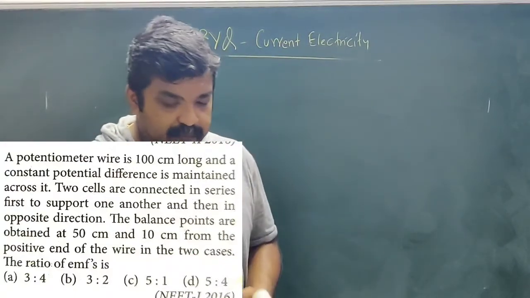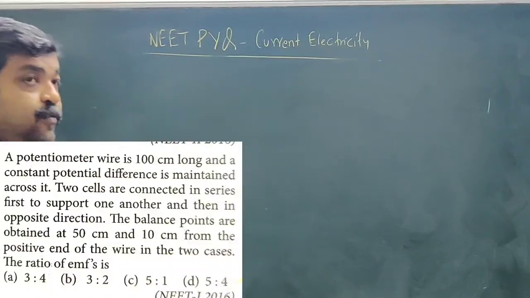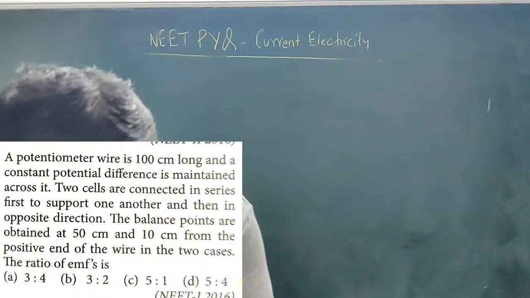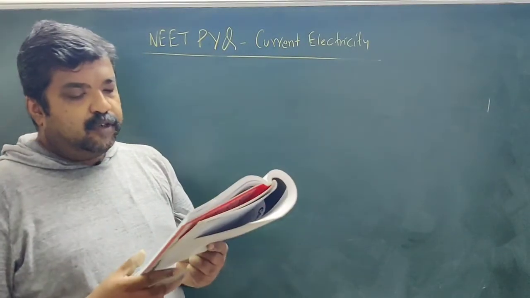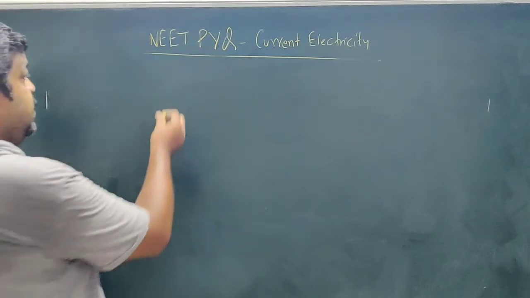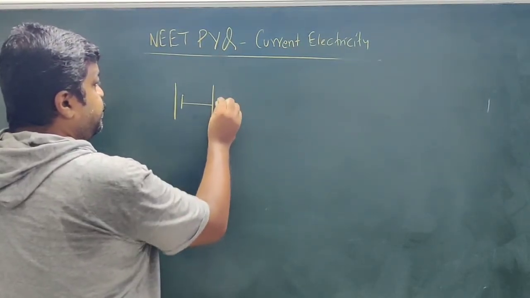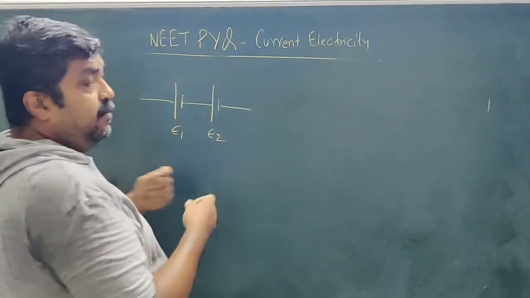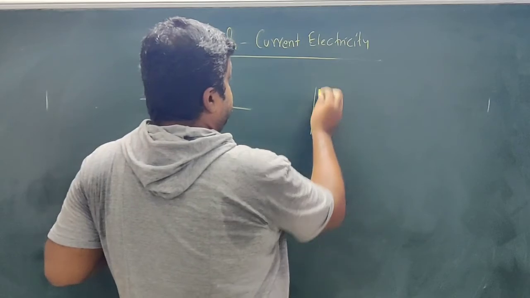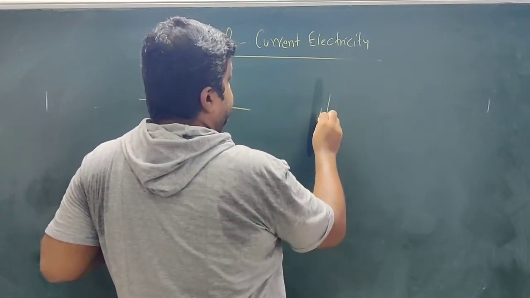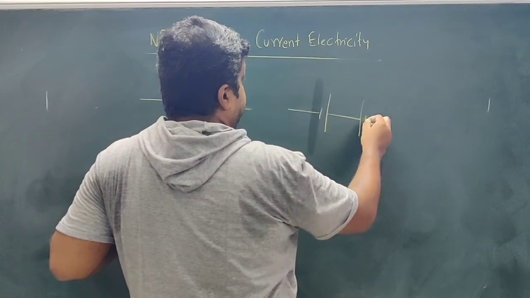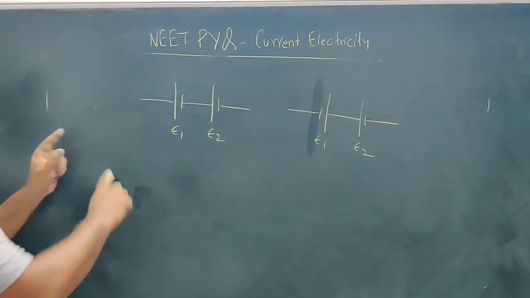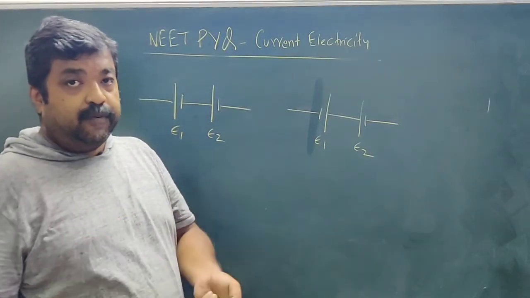Options are given. See, first of all, you need to understand what is the meaning when cells are supporting each other. It is given that two cells are connected first to support one another. So that means the cells are connected like this. This is E1, this is E2. When they are opposing each other, that means the cells are connected like this. This is E1, this is E2. So this is the first thing that you need to understand from the question.